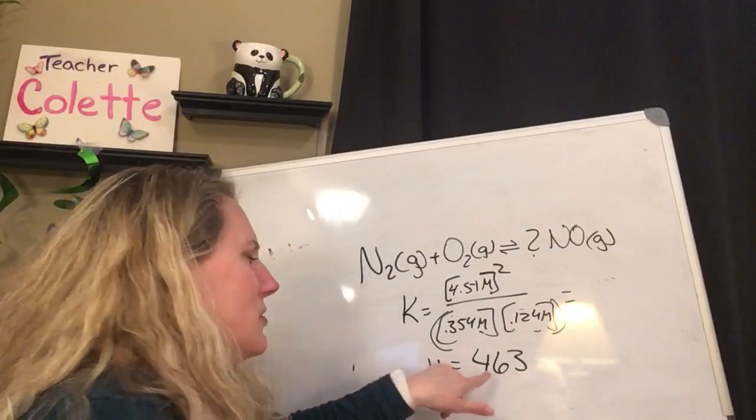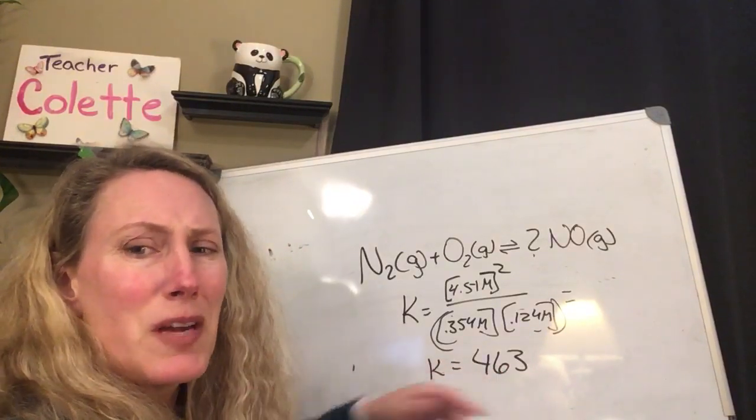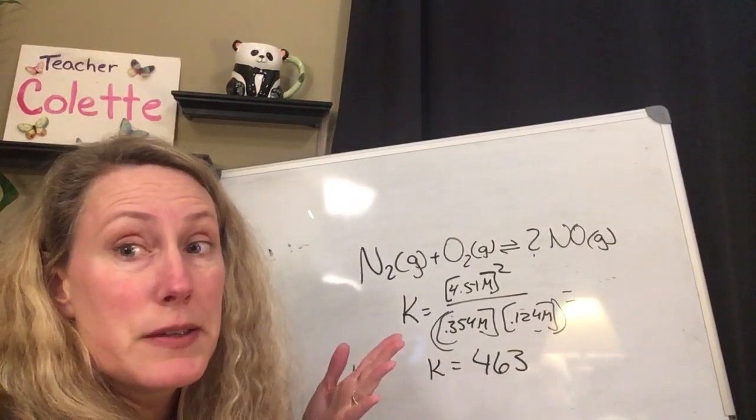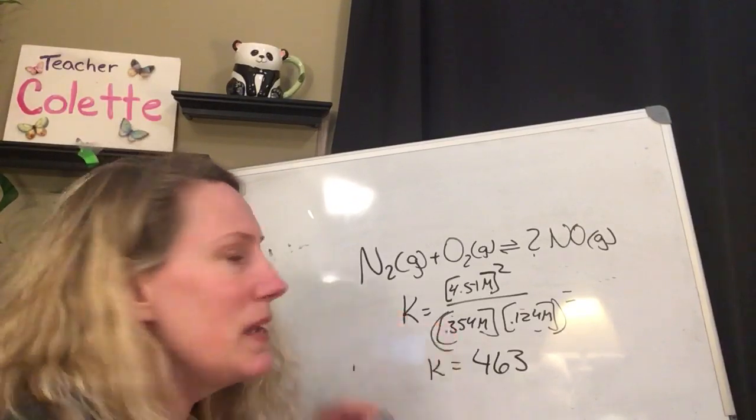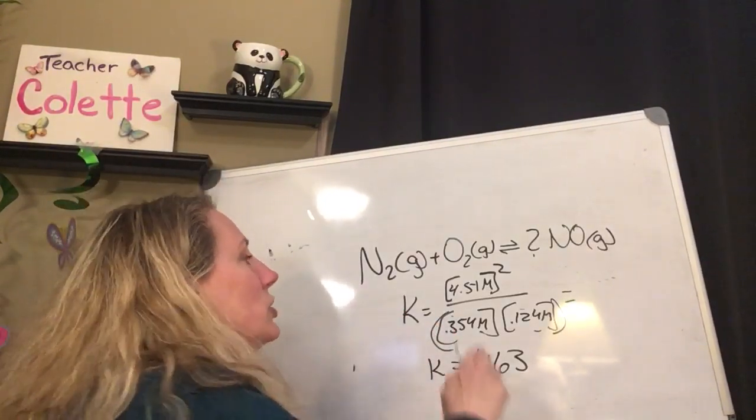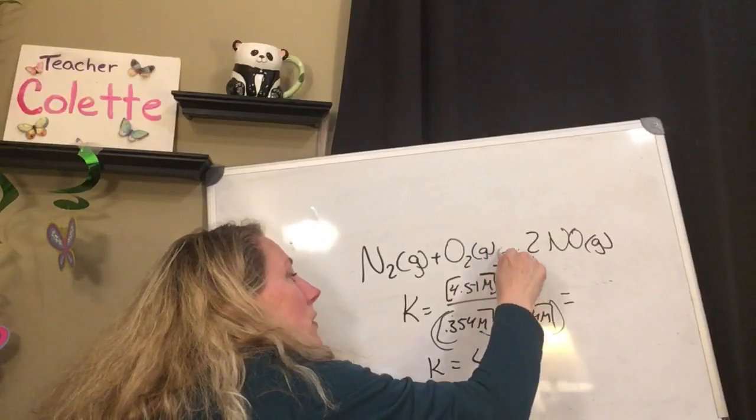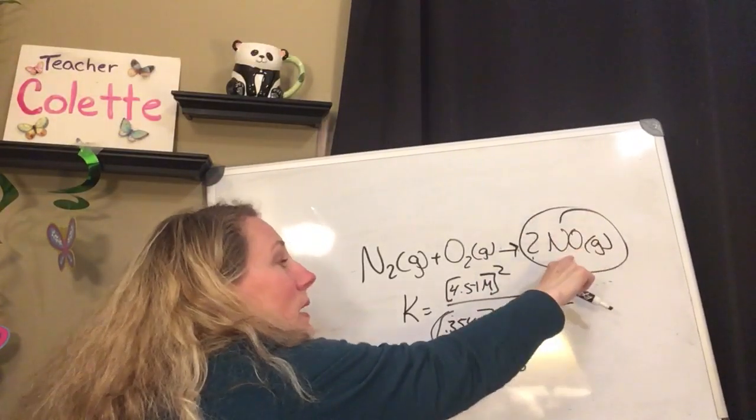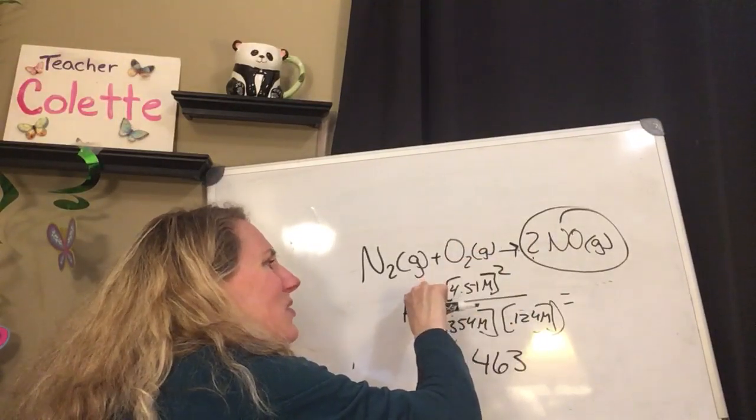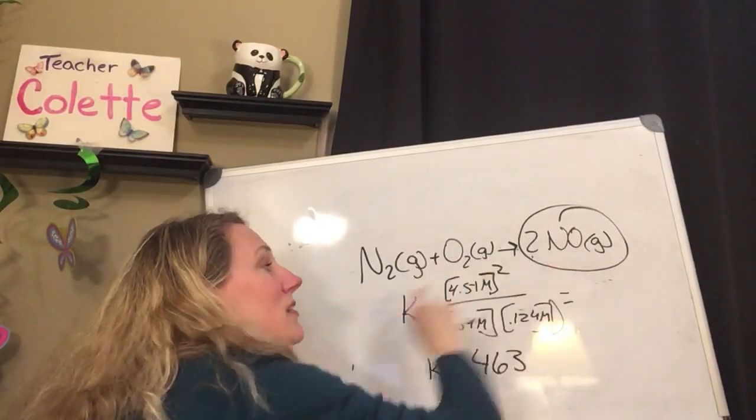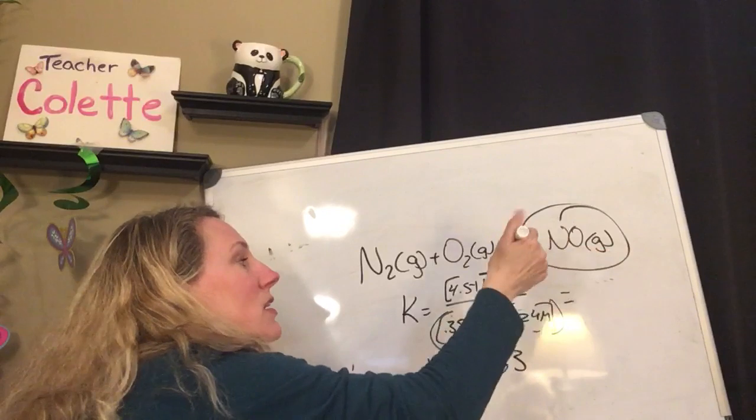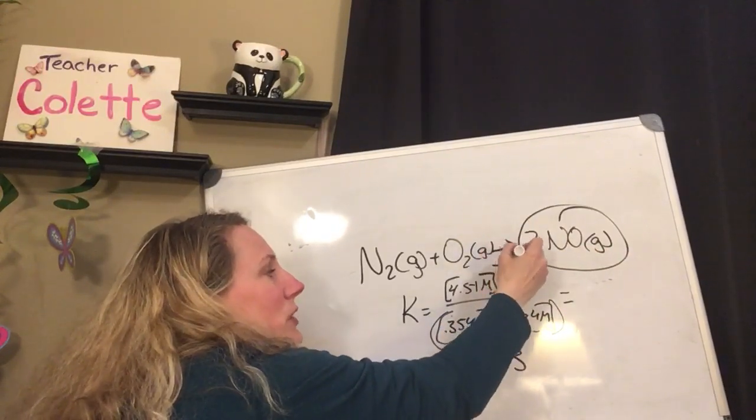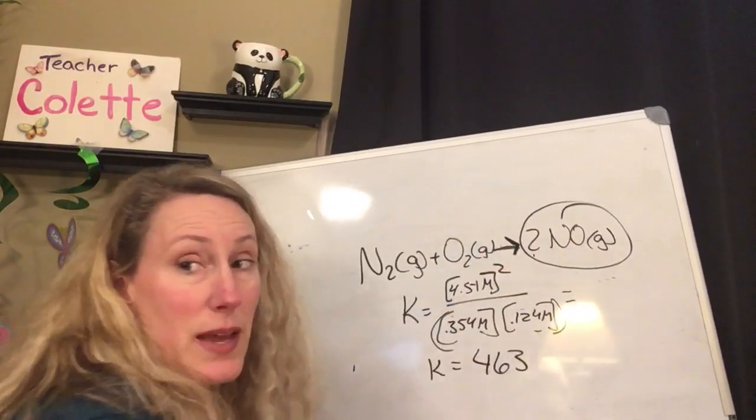So, do you think this is a big number or a small number? I think 463 is very big. What does that mean? That means this reaction mostly goes this way. It makes a lot of products and only a little reactants. So this is weighted towards the products. So really I could truthfully write an arrow that goes this way.